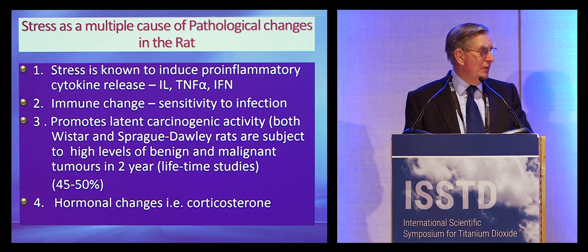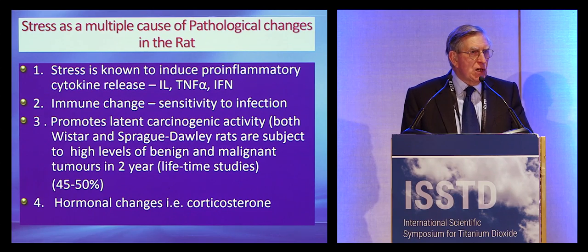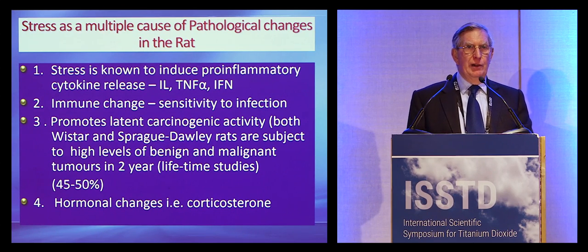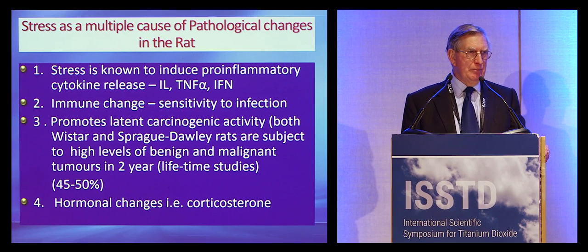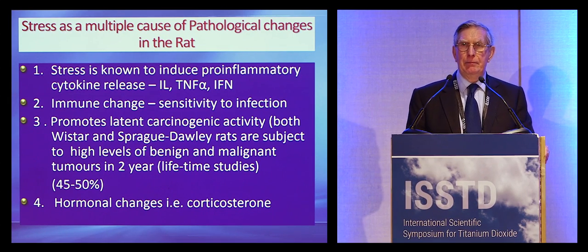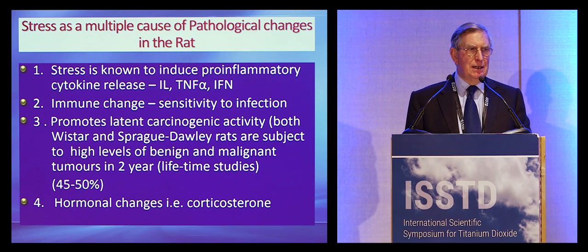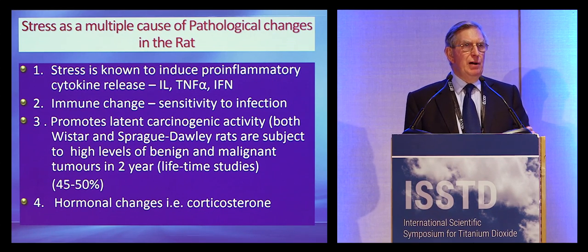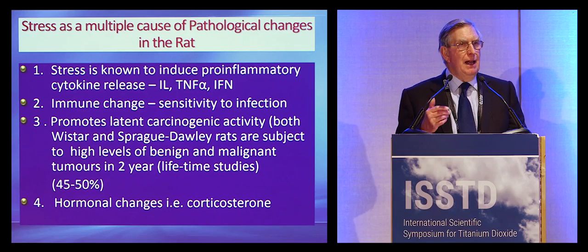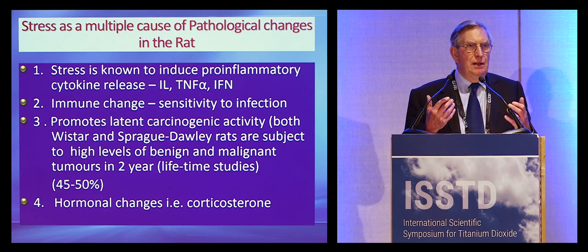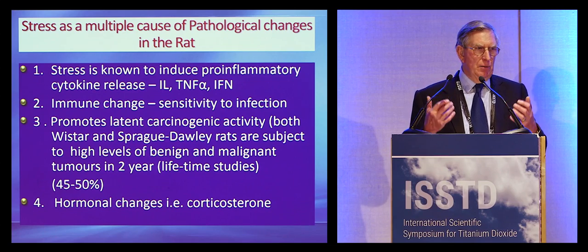We know from many, many different studies in rats that stress in itself will lead to production of inflammatory cytokine release, interleukins, tumor necrosis factor, interferon, and so on. And importantly, again not emphasized, is that stress promotes immune change, depression in immune responses. And we've seen already here that animals with infection, the infection has increased in relation to the stress the animals will be subject to.